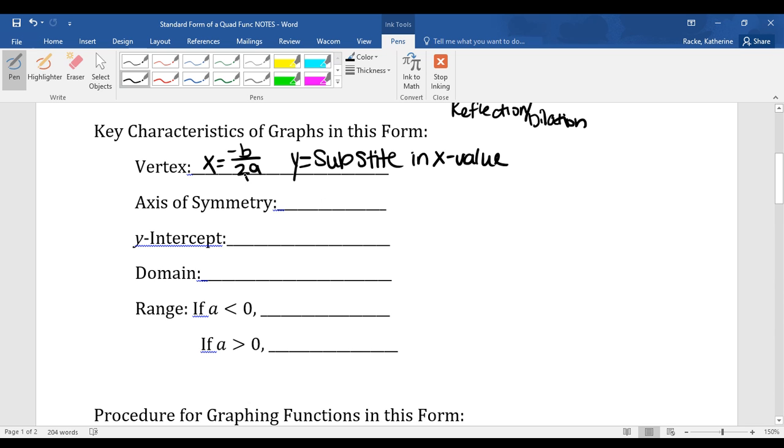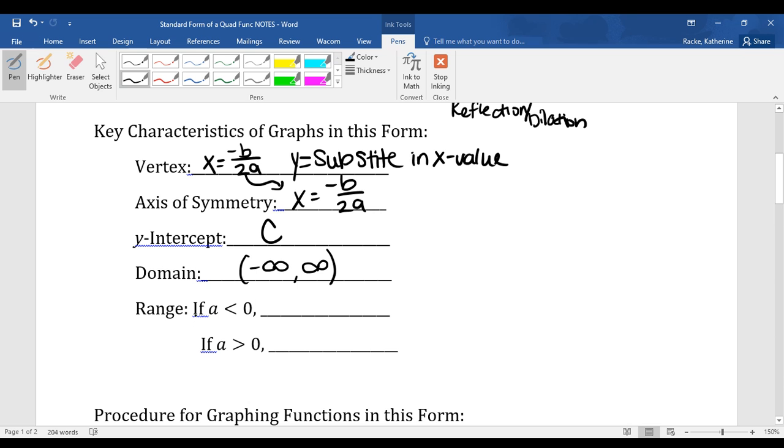The axis of symmetry is the same thing here. x equals negative b divided by 2a. The y-intercept is our c value. The domain is also negative infinity to positive infinity.